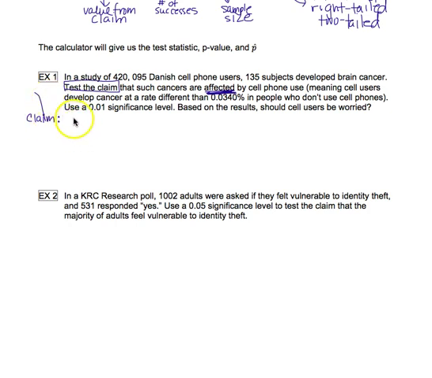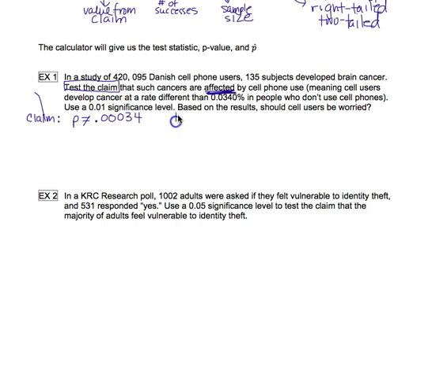So our claim is that p, because we're talking about proportions here, is different than the population proportion, which here it says the rate for people who don't use cell phones is 0.0340%. Now that's a percentage, so I need to move the decimal place 2 more spots over in order to have my proportion. I don't really need the other 0 on the end there.